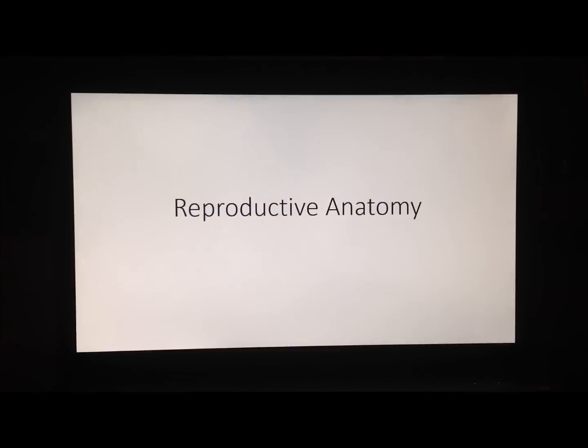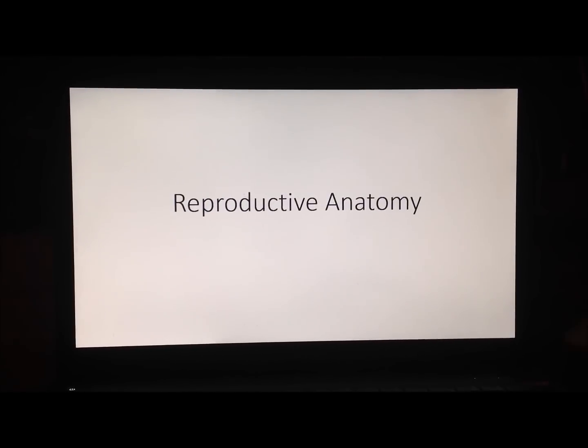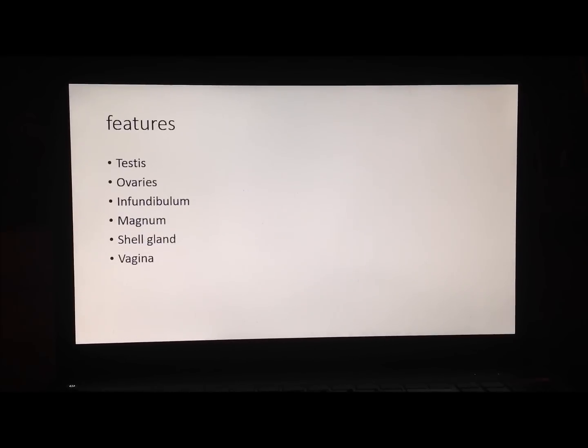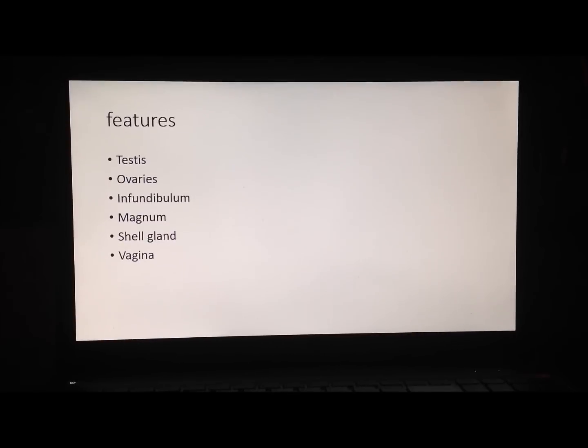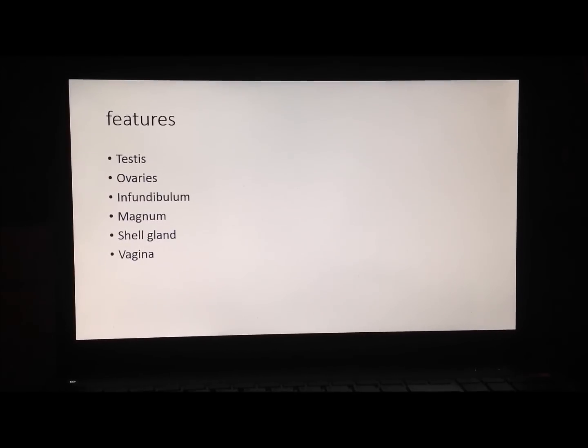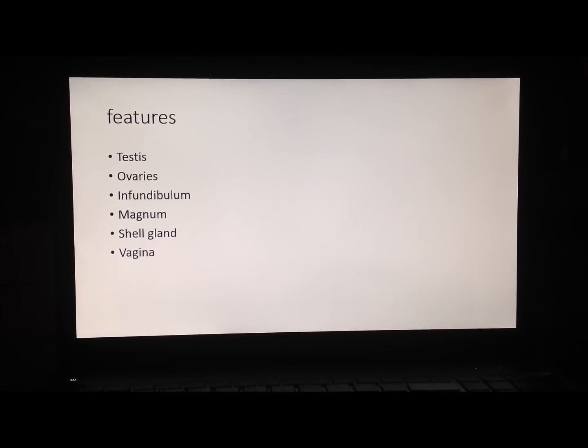I will be talking about the reproductive anatomy of the chicken. The features of the reproductive anatomy include the testes in the male chicken or the rooster, the ovaries, the infundibulum, the magnum, the shell gland, and the vagina.